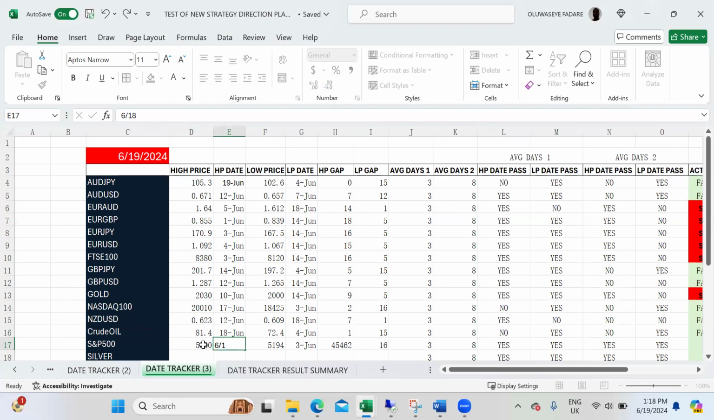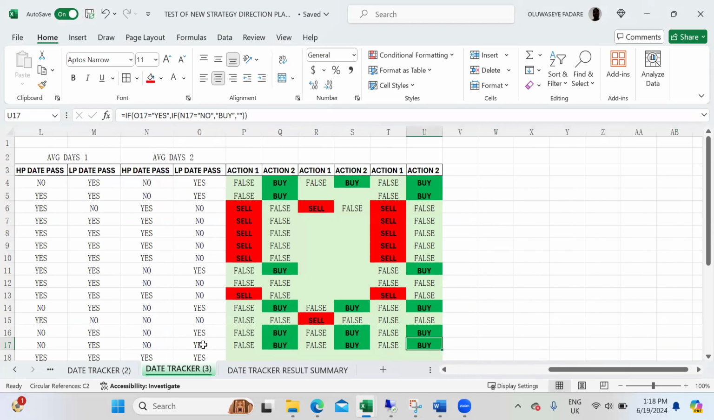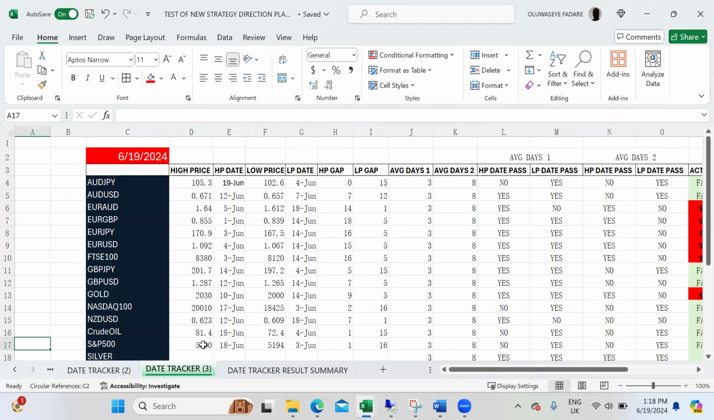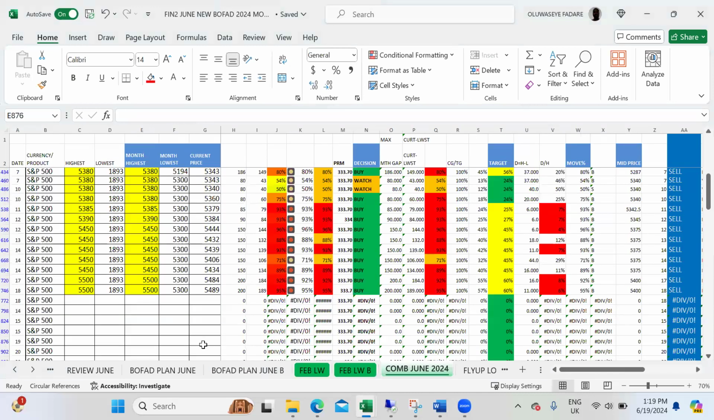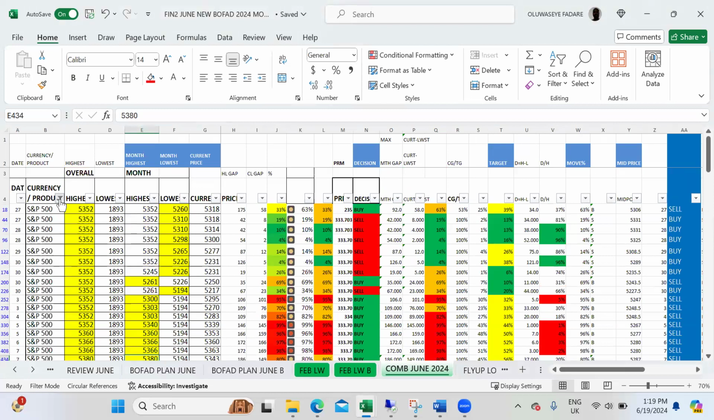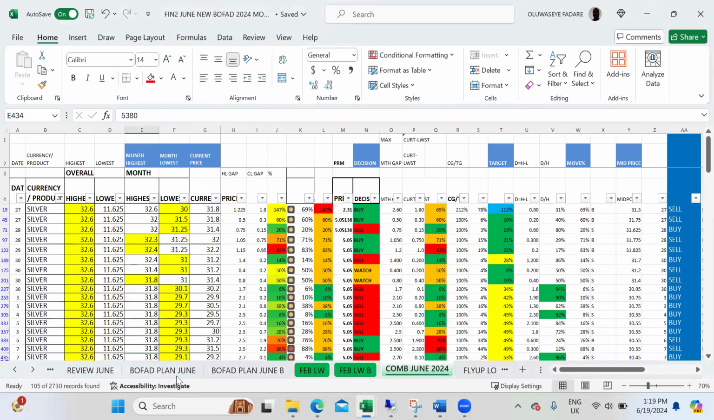So let's go and look at the results that it gave us. So you can see as well again, it's a buy. Okay, so let's go for silver again. So you can see here we have silver and we have 31.8 as the highest so far in the month.